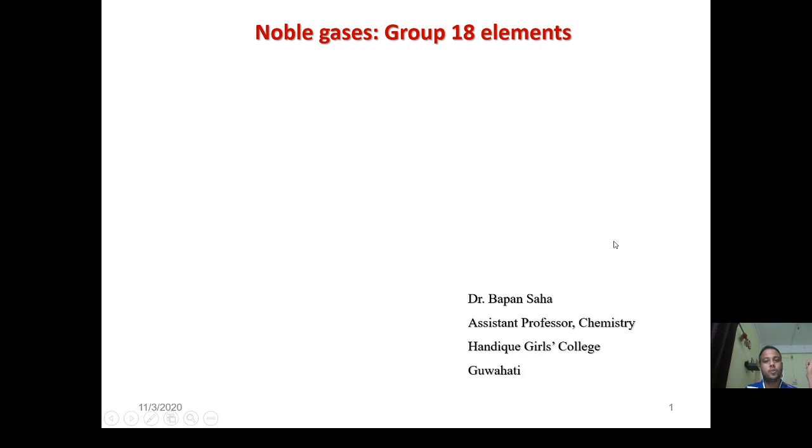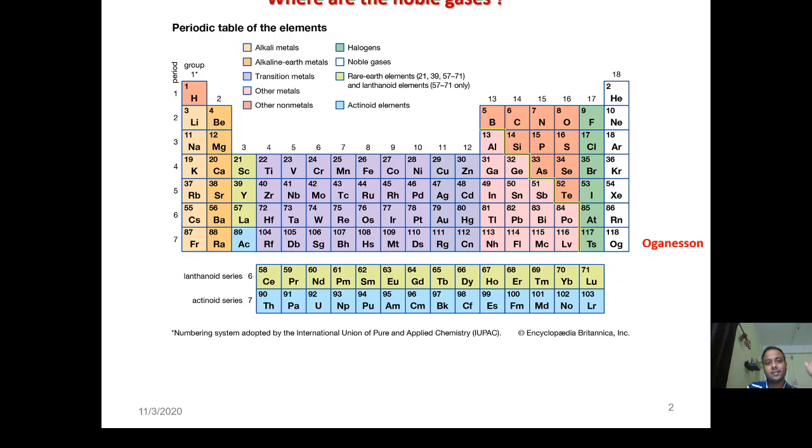Today we'll discuss noble gases or group 18 elements. First of all, where do the noble gases lie in the periodic table? It is known to us that noble gases lie at the extreme right of the periodic table. They are known as group 18 elements and comprise helium, neon, argon, krypton, xenon, radon, and oganesson. Oganesson is the most recent addition of noble gas element, which is extremely radioactive.